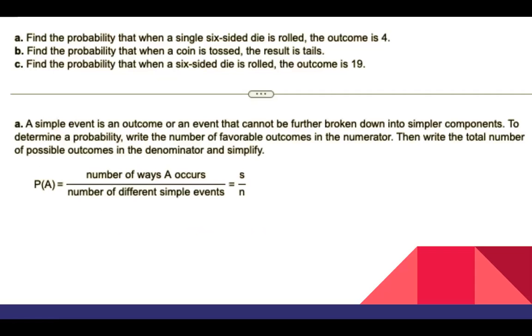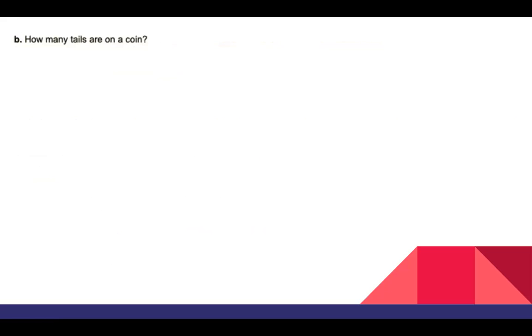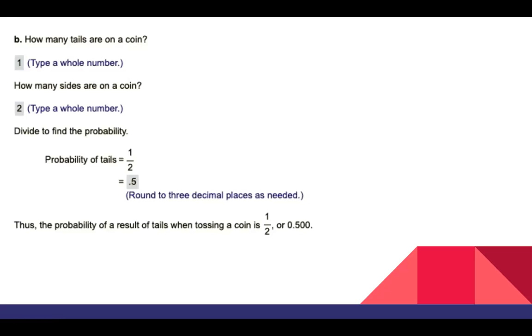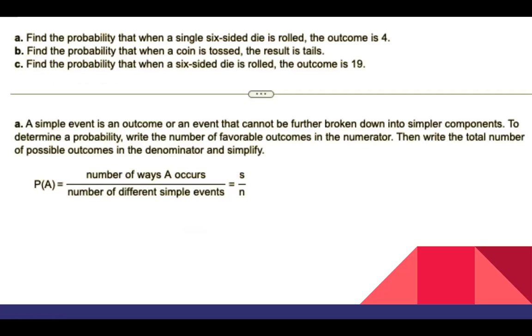Find the probability that when a coin is tossed, the result is tails. How many tails are on a coin? Well, there's only 1. How many sides are on a coin, right? To be able to flip, it is 2. And then we divide the probability. Very simple. Probability of tails is 1 over 2. So we can conclude that when tossing a coin, the probability is 1 over 2, or 0.5. Now let's look at C.